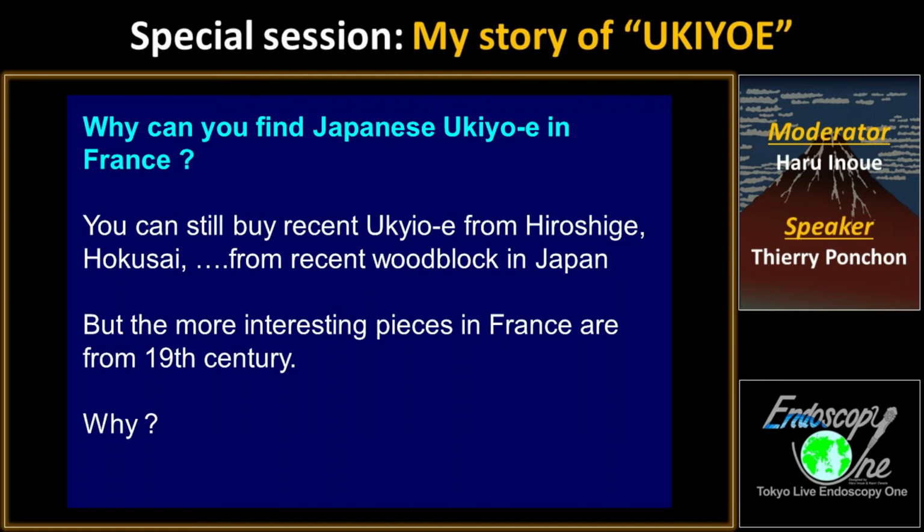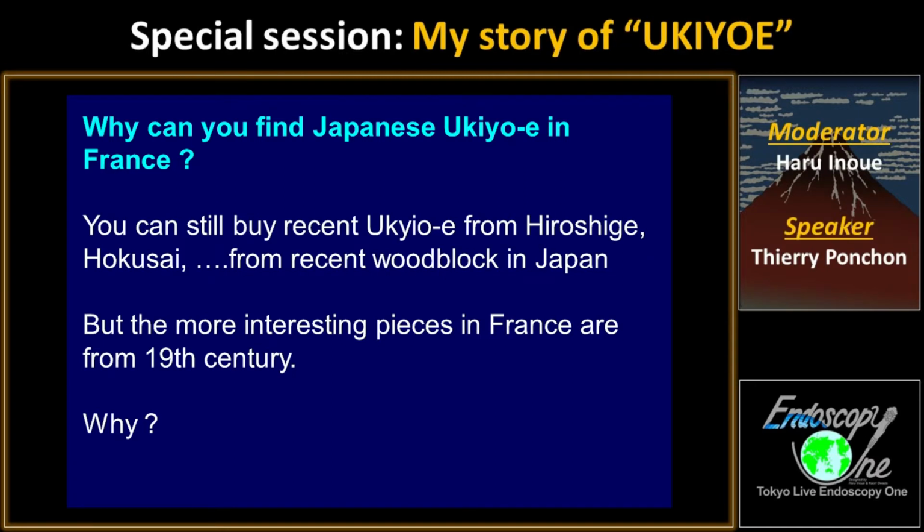And the question is, maybe it is surprising for you, Haru, why can you find Japanese ukiyo-e in France? You can still buy recent ukiyo-e from Hiroshige, Hokusai, from recent woodblocks. They are the same, but of course different. They have been recently made in Japan. When you go in a large shop in Tokyo, you can find ukiyo-e, but very recent ukiyo-e. But you have to know that a woodblock lasts maybe 40, 50 printings. Then you have to change them.